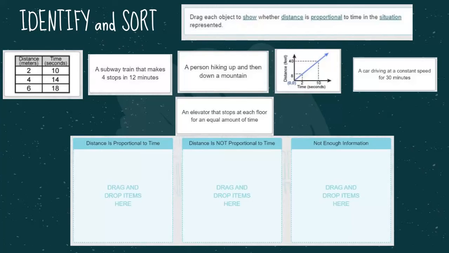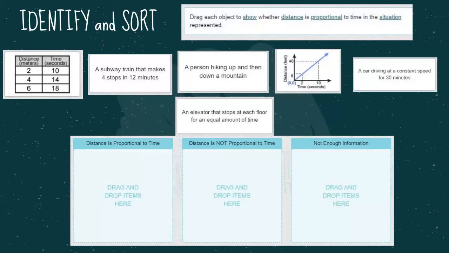All right, now we want to drag each object to show which one has distance that's proportional to time in the situation represented. So let's remember what we talked about last example. It has to be a linear relationship, so it has to form a straight line, which means it has a constant rate of change, and it has to go through the origin.